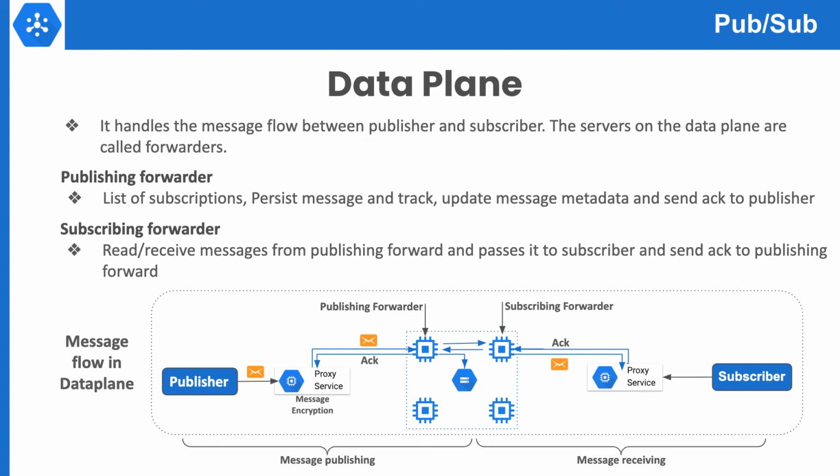First, let's talk about publishing a message. A publisher sends a message on a topic. The message is encrypted by the proxy layer and sent to the connected publishing forwarder. The message is then written to storage. Once a message is persisted, the publishing forwarder sends the acknowledgement back to the publisher.